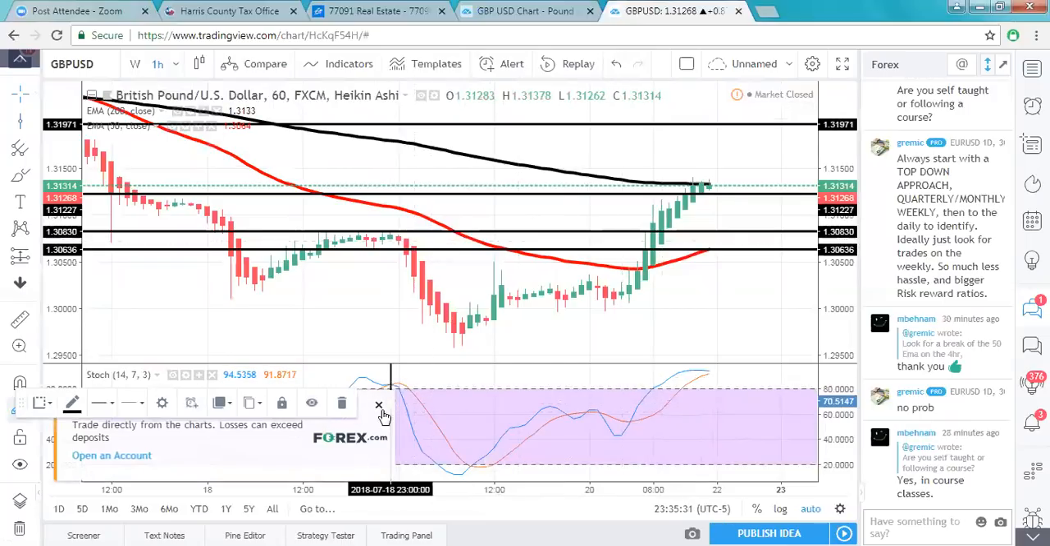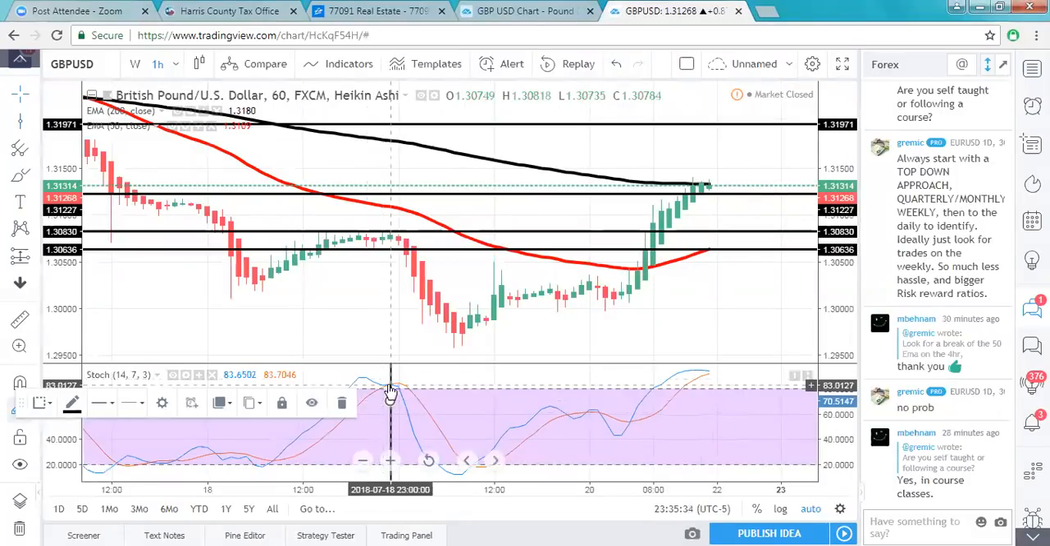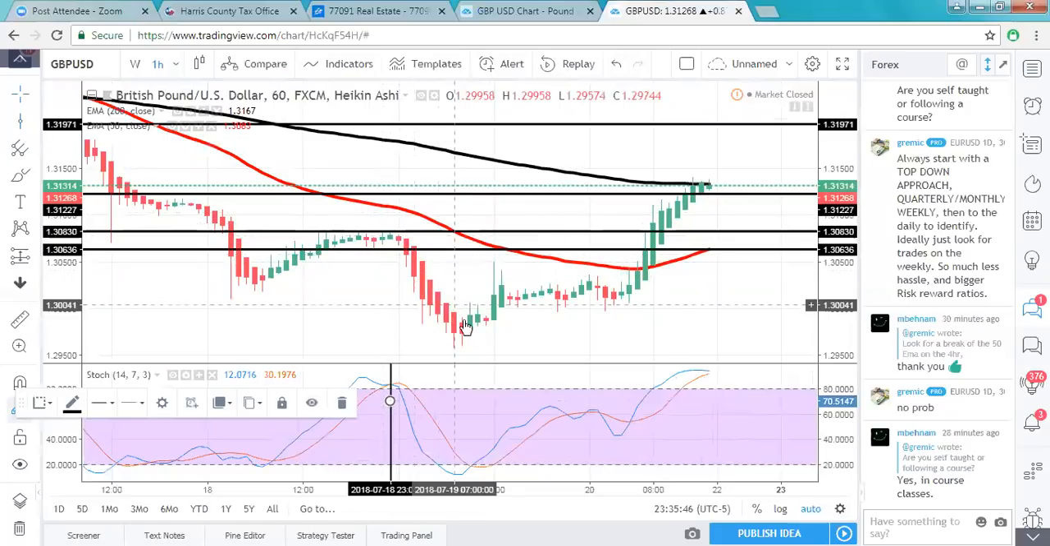So I will see my stochastic cross. And now that I see my stochastic cross, I know that it's possibly getting ready to sell and it's at my resistance zone. And the trend is a downtrend, which means sell. So you typically want to trade with the trend, not too much trading against the trend.